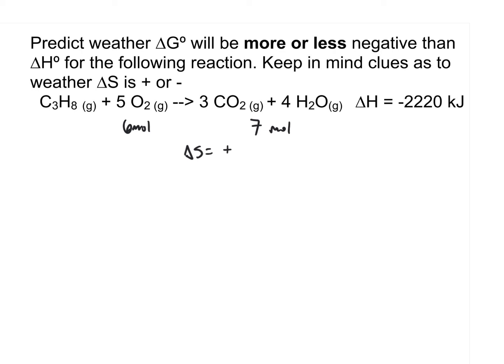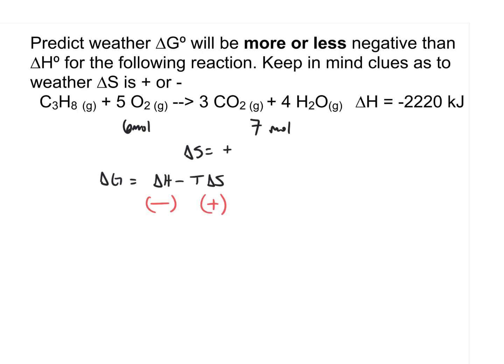Now consider the formula for free energy. Delta G equals delta H minus T delta S. And if we know that delta H is negative because it shows it right here, and we know that the delta S is positive, well then we're going to subtract a positive number.